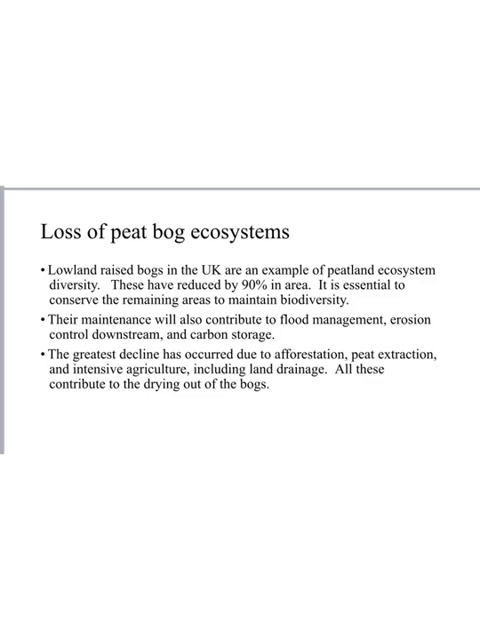Their maintenance will also contribute to flood management, erosion control downstream, and carbon storage. So these are also benefits of having peat bog ecosystems. They allow overflow of water into them for flood management, and also act as a carbon store to stop global warming. The greatest decline has occurred due to afforestation, peat extraction, and intensive agriculture, including land drainage, as farmers want to use their land for farming. All these contribute to the drying out of the bogs.